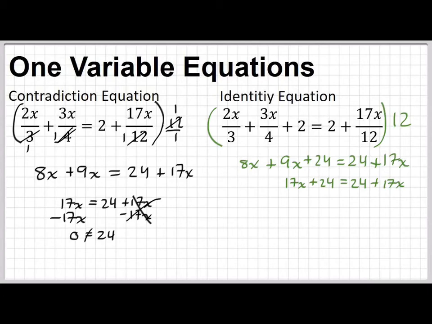It doesn't matter what number you pick. If you plug in a number to this x, and this x, it has to be the same number. Like if I plug in a 2 to all these x's, it'll work. If you plug in a 3, it'll work. If you plug in a 5, it'll work. If you plug in negative 10, it'll work. Since both sides equal each other, this is called an identity equation, which means your answer is all real numbers.